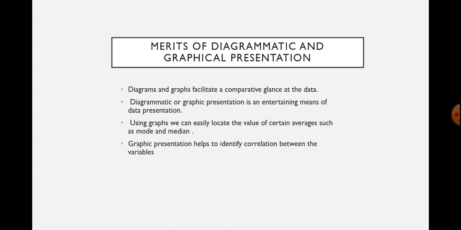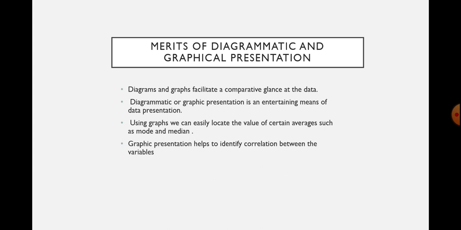Now using graphs we can easily locate the value of certain averages such as mode and median. For example, as you have studied, histograms provide us the opportunity to locate the mode graphically. Similarly, ogives, meaning the less than ogive and the more than ogive, provide us the opportunity to draw the median graphically. I think you are very much aware of these two concepts as we have discussed them in our previous videos.